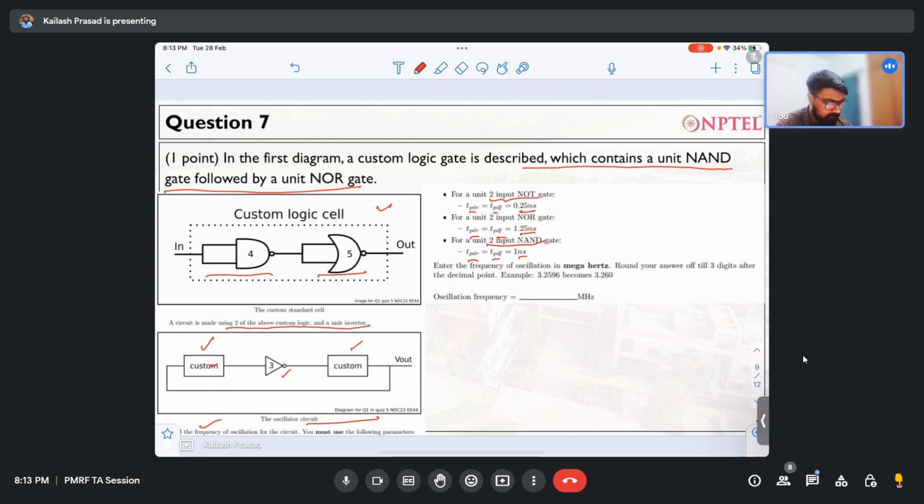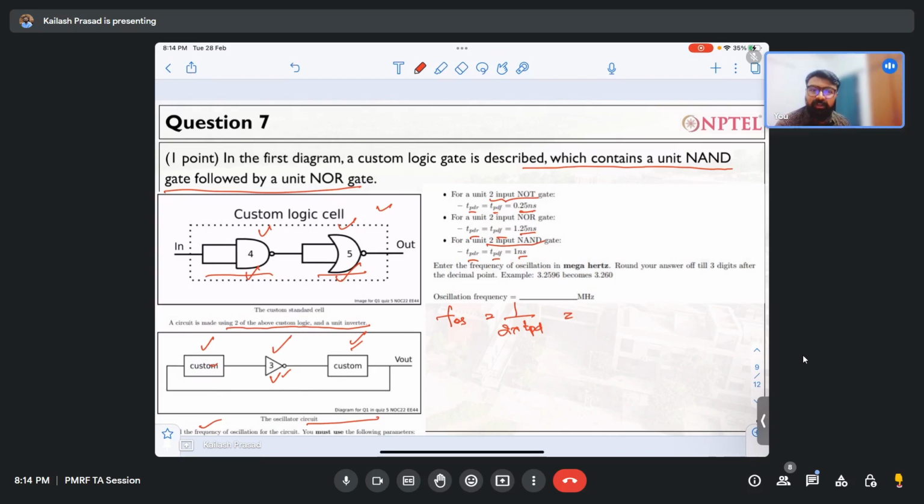Here, one stage is this, and in each of the custom cells there are two. So there are a total of 5 stages, and it is an odd number, so only then will it work as an oscillator, otherwise it will not. You know that this is nothing but an inverter. All of these are inverters, and this is a unit inverter. If I want to find out the frequency of oscillation, this will be 1 by 2 times the propagation delay, TPD. This I have to find out.